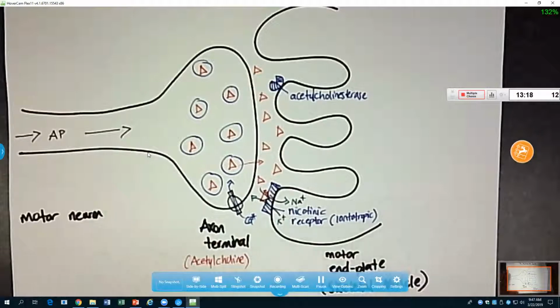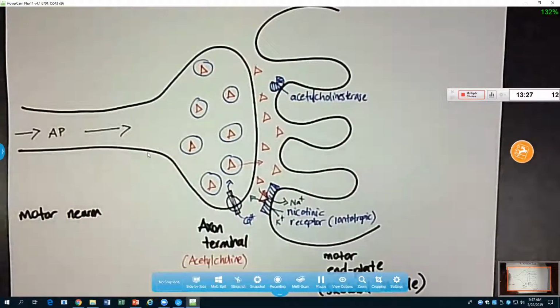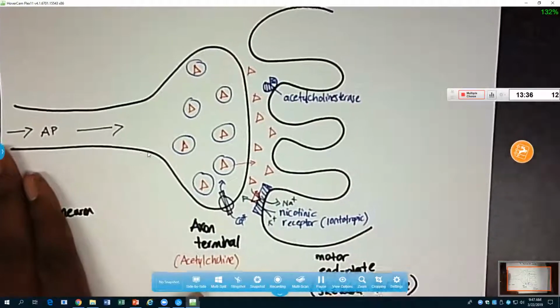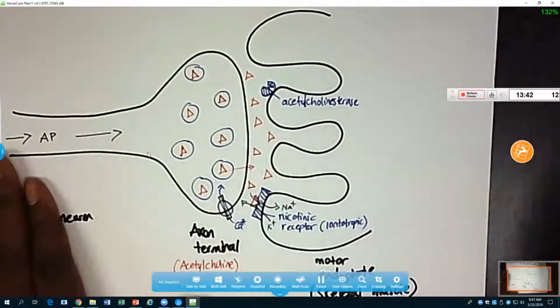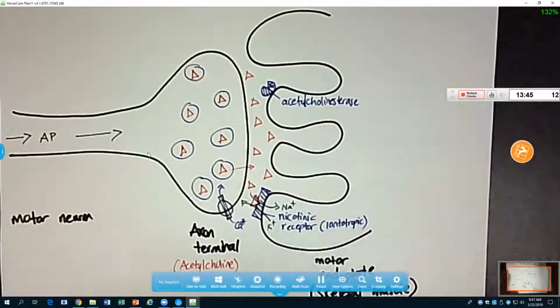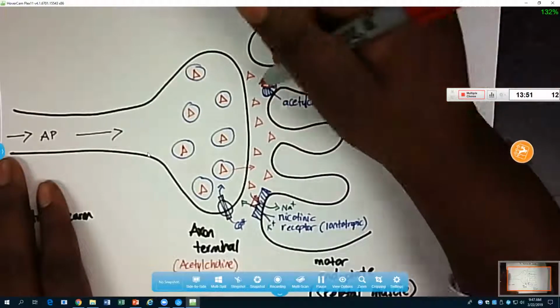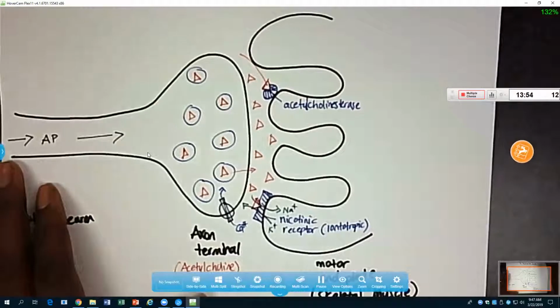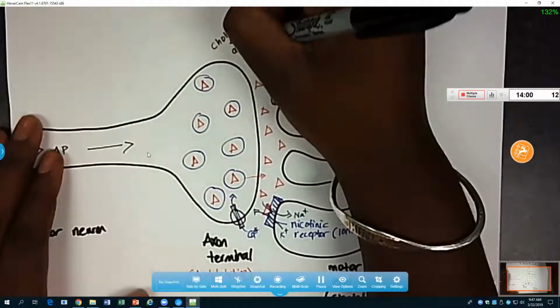Now, in order to cease muscle contraction, we have to clear this neurotransmitter from the neuromuscular junction. Otherwise, you would have that muscle continually contracting, and that's not what we want. That's going to be spasticity or rigidity. So we have to clear away the excess neurotransmitter when the muscle contraction is over. Acetylcholinesterase is the enzyme that breaks down acetylcholine into two molecules, choline and acetate.